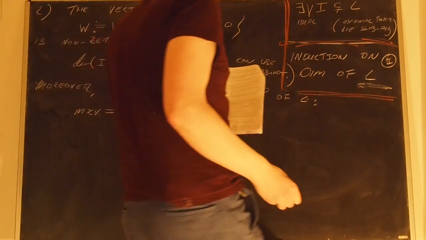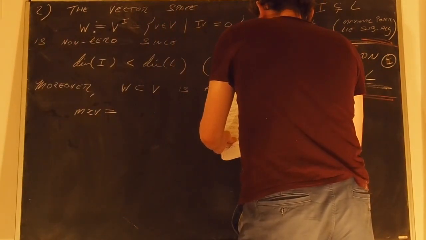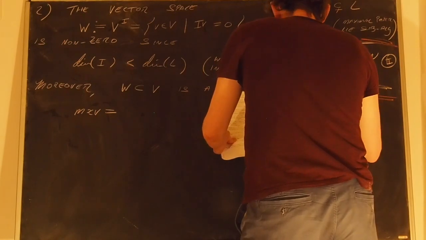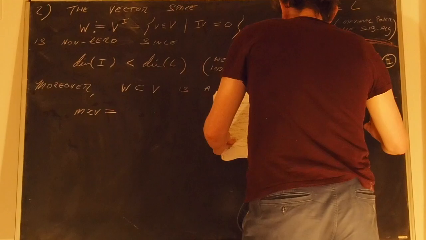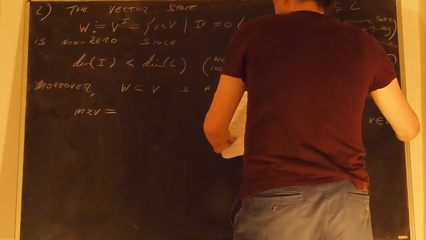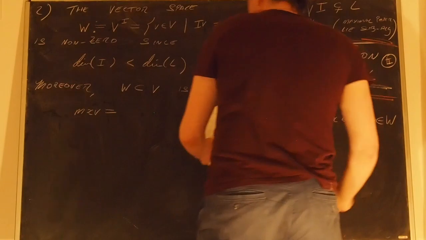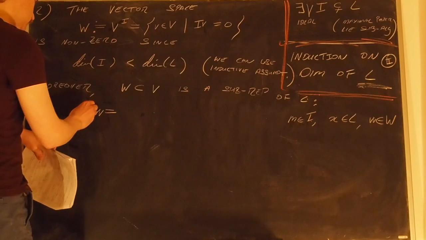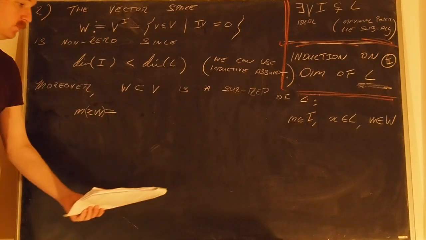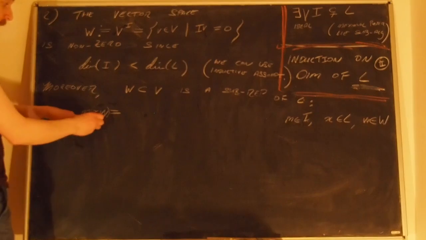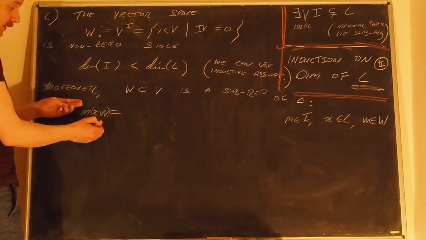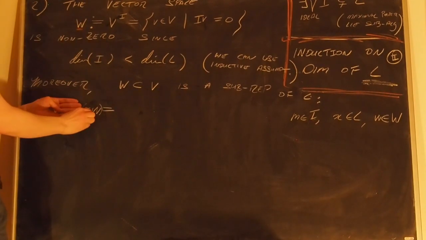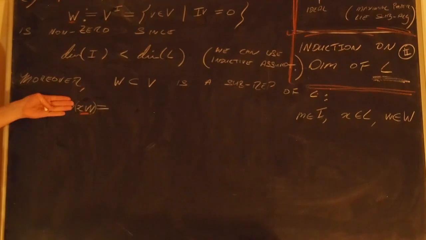Right, let me write this over here first. So N is in I, X is in L, and W is in W. What do we want to do? We want to show this guy here. This is a general element of L. What we want to show is that this thing here is still contained inside the W. That this guy lives in here. That's what we want to do.